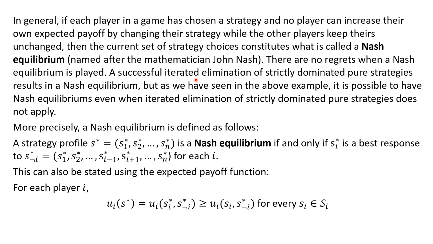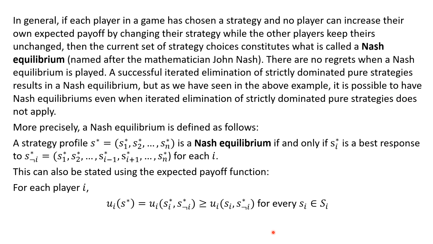A successfully iterated elimination of strictly dominated pure strategies results in a Nash equilibrium. But as we've seen in the above examples, it is possible to have Nash equilibriums even when iterated elimination of strictly dominated pure strategies does not apply.